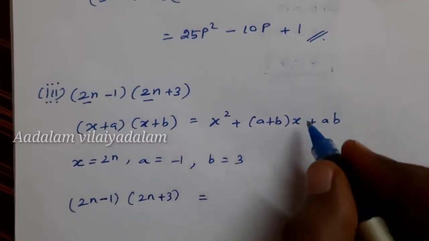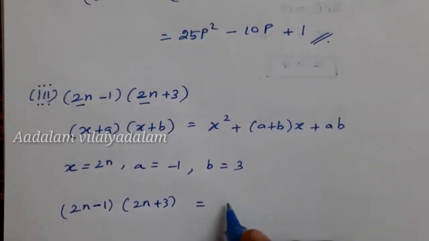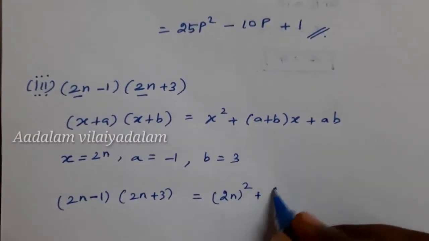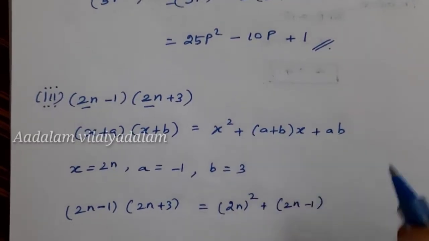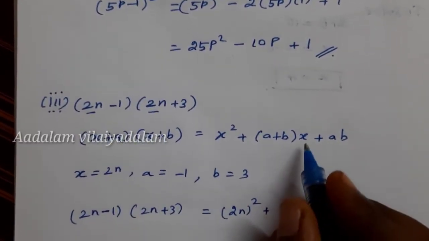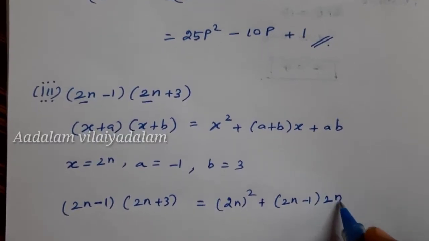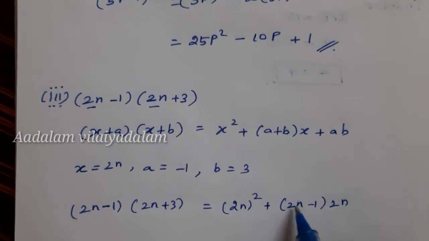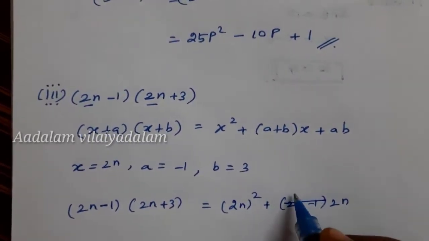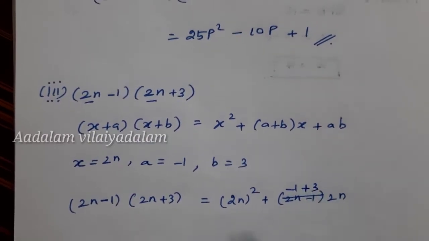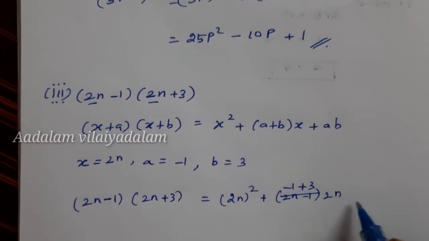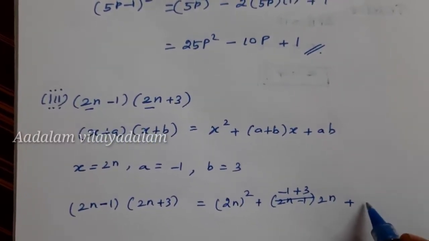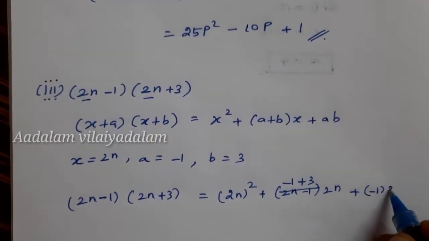Then substituting these values in the formula, we get x square, that is (2n) the whole square, plus (a plus b) value, that is minus 1 plus 3. Sorry, here the a value is minus 1, then b value is 3. So therefore minus 1 plus 3 we get. The x value is 2n, plus ab value is minus 1, 3. So both are in multiplication, minus 1 into 3.